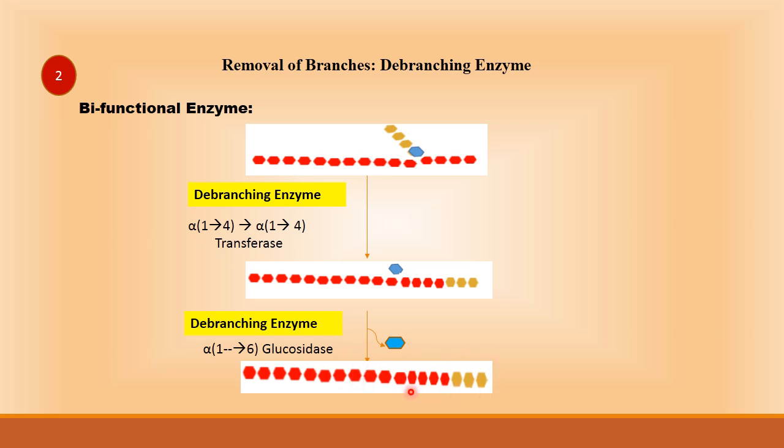So, in step 2, two actions take place together. The first one is alpha 1,4 transferase activity, which will act on the branch point and transfer 3 glucose residues to the linear chain, and the second part is the alpha 1,6 glucosidase activity, which will act on the alpha 1,6 glucosidic linkage at the branch point and remove the glucose residue.